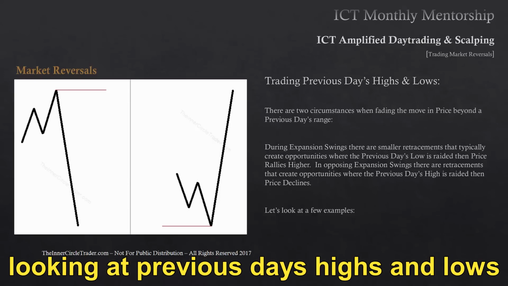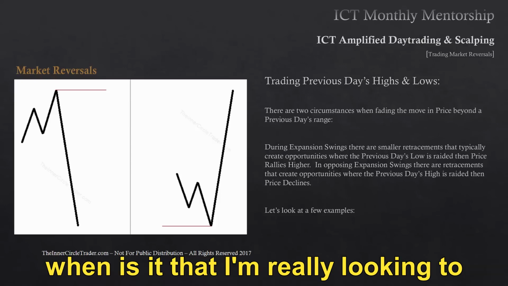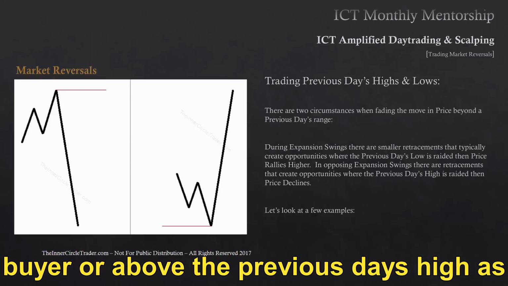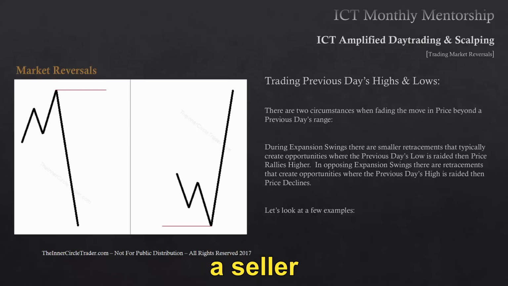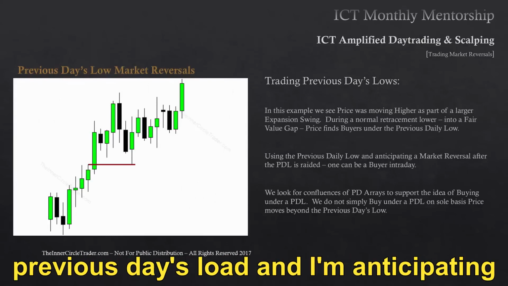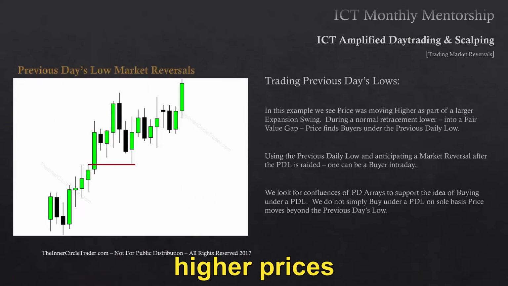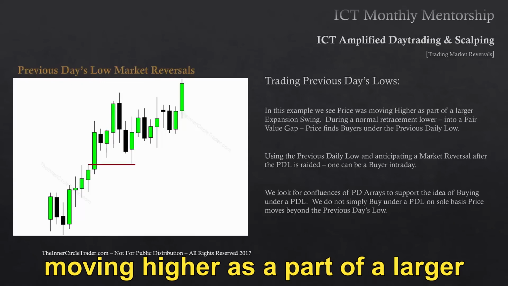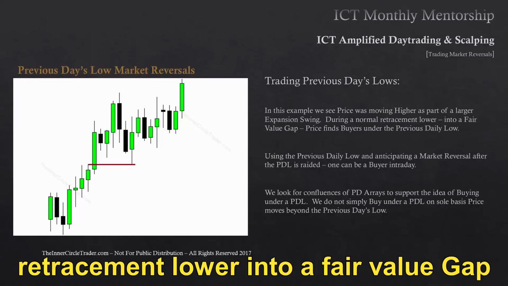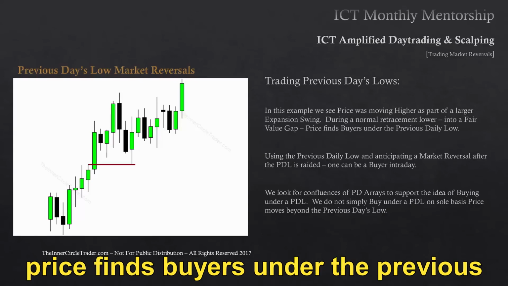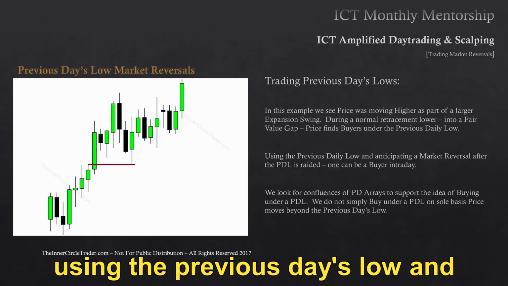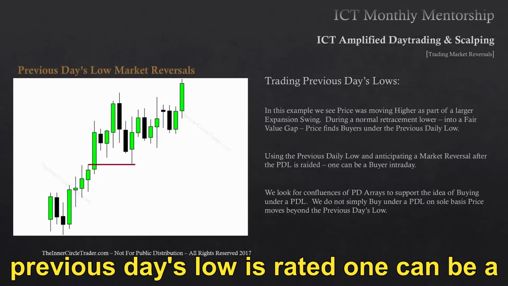Okay, so when we're looking at previous day's highs and lows, when is it that I'm really looking to trade below the previous day's low to be a buyer or above the previous day's high as a seller? But when I'm looking to trade the previous day's low and I'm anticipating higher prices, in this example, you can see price was moving higher as a part of a larger expansion swing, and during a normal retracement lower into a fair value gap, price finds buyers under the previous day's low.